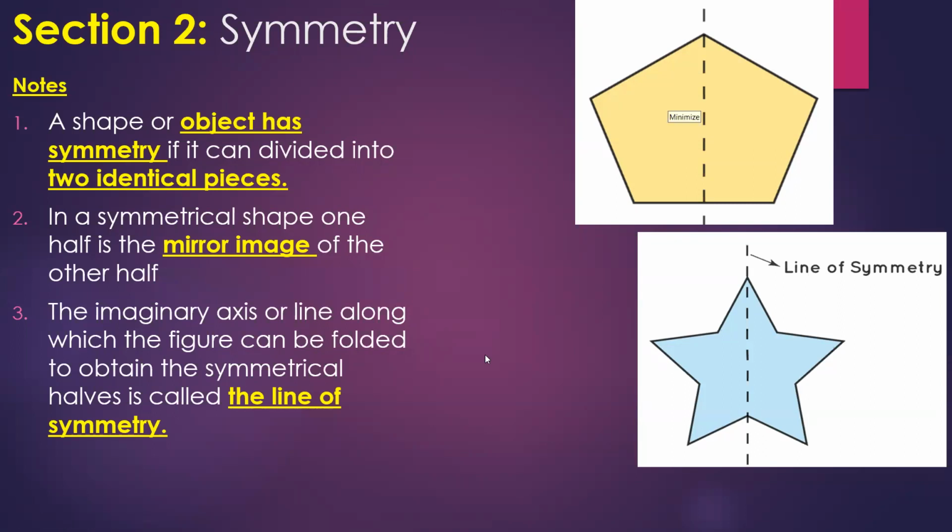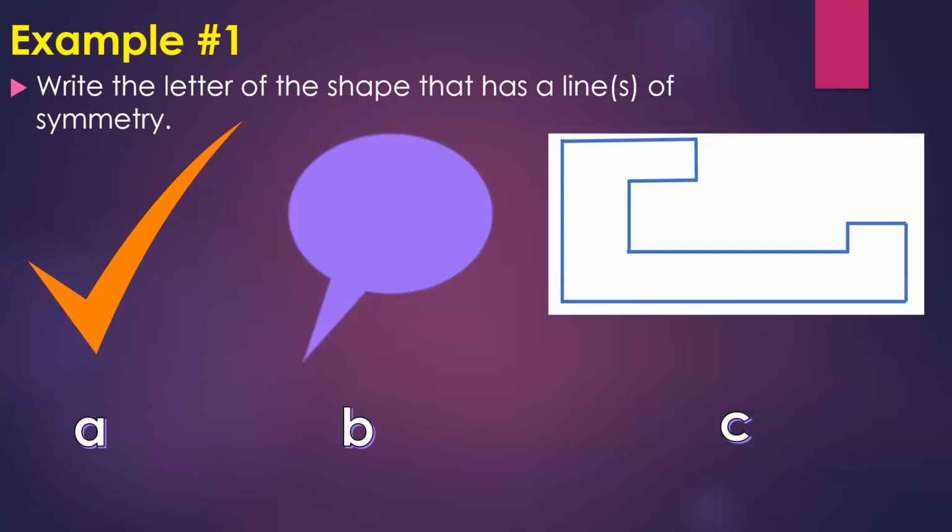So let's do one exercise. We probably only have enough time to do one. Rashad, can you read this question for me, please? Example 1. Write the letter of the shape that has a line of symmetry. Very good. Write the letter of the shape that has a line or lines of symmetry. Put your answer inside the chat, please. What do you think it is?